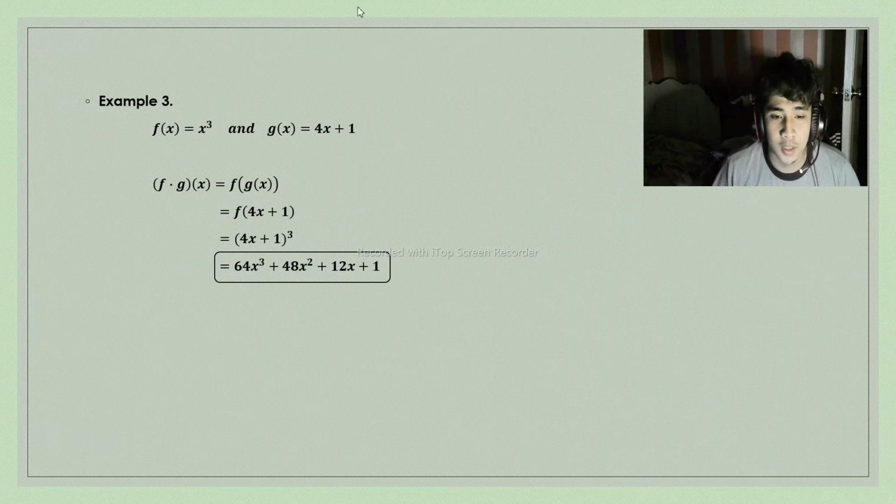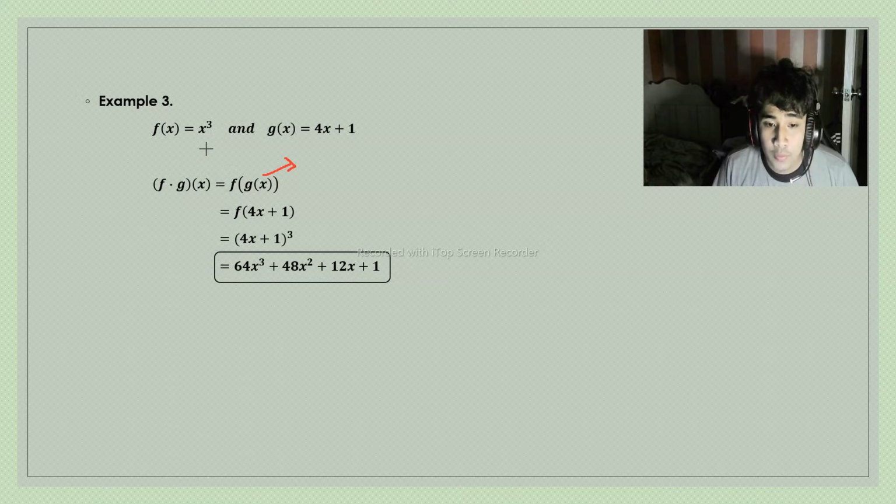I can't help it. So, moving on, for our third example, f of x is equal to x cubed, and g of x is equal to 4x plus 1. So we again find f times g of x, I mean quantity x, is equal to f of g of x. So first, we substitute the value of g of x, 4x plus 1.